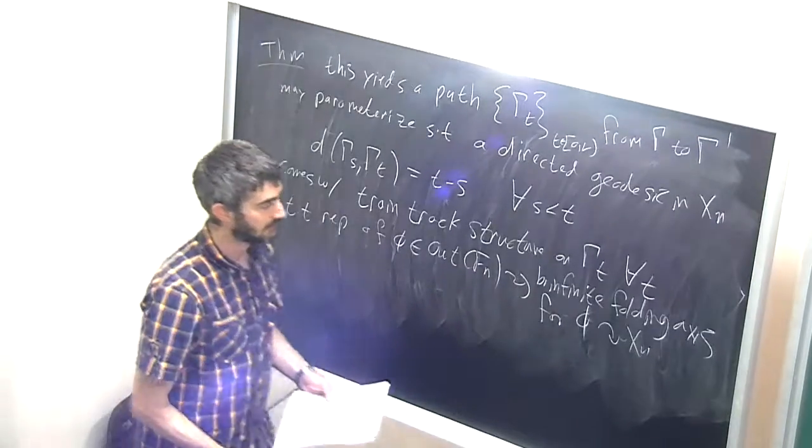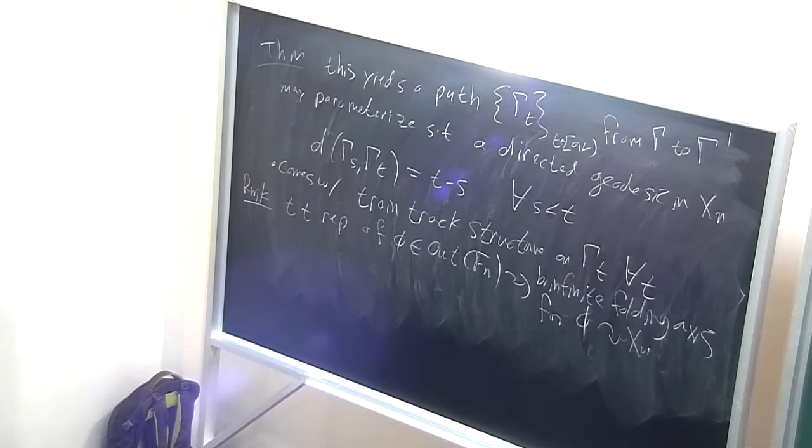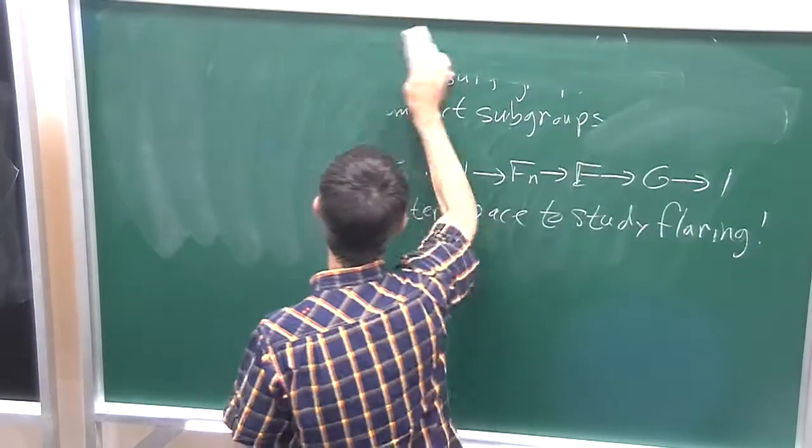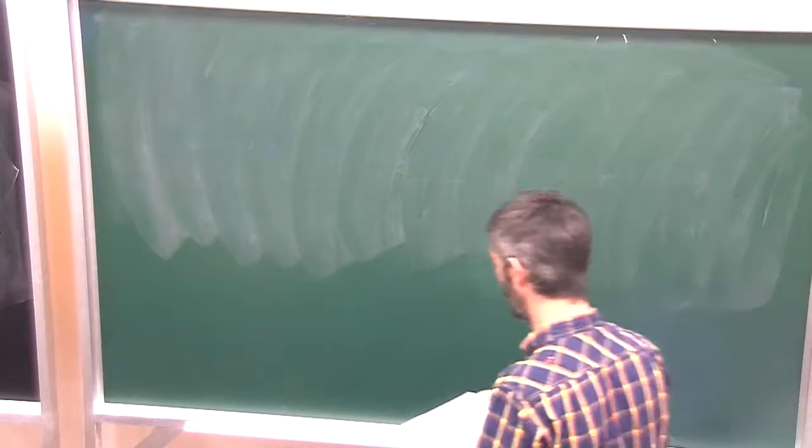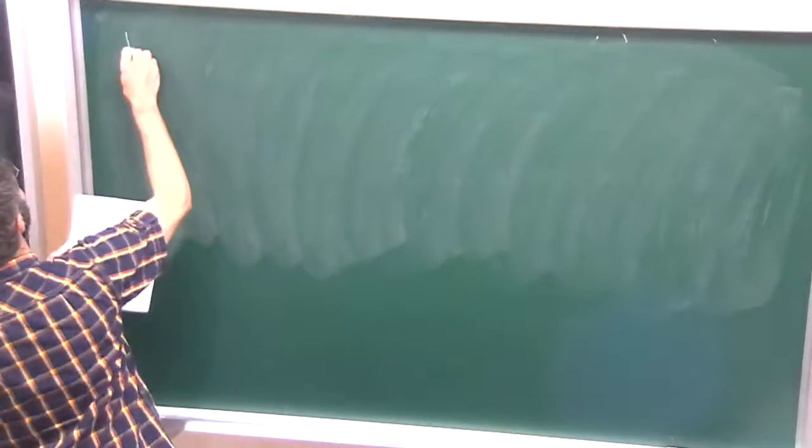Great. So that's the first ingredient I need to talk about folding paths. The second ingredient about outer space comes not from the geometry of outer space, but from the geometry of a related thing called the free factor complex.